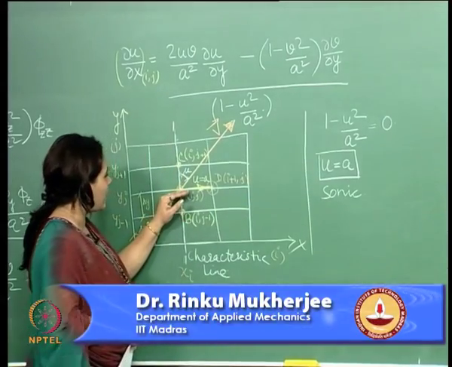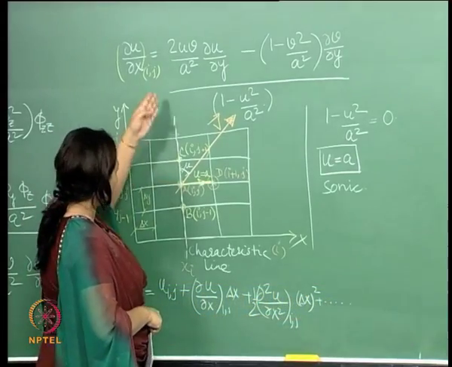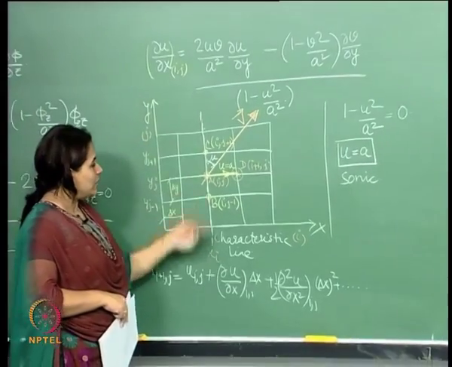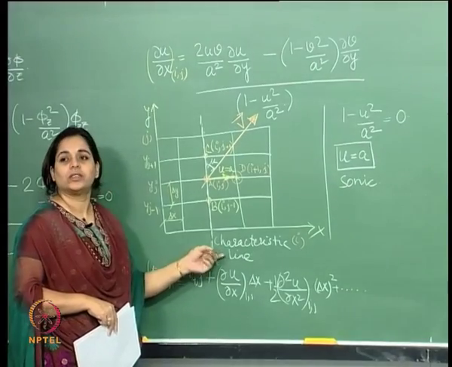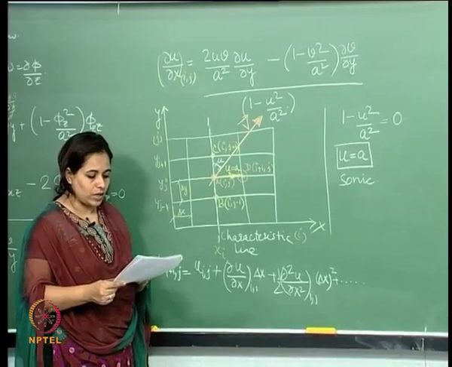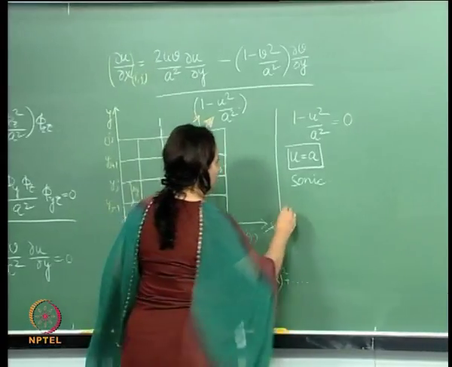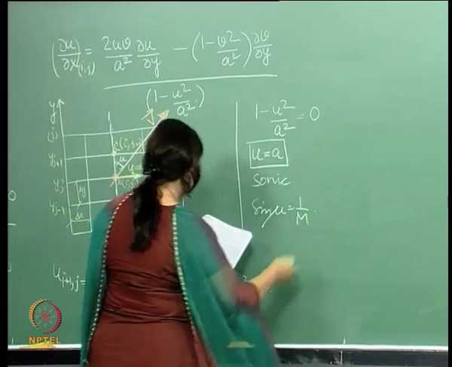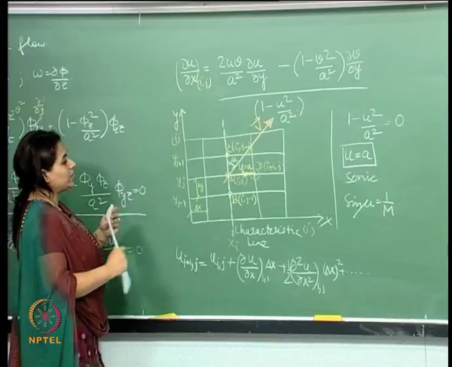So, only when u is equal to a do we have a corresponding line here which is making angle mu. In that case the derivatives across this line are going to blow up, and therefore this is called a characteristic line, and this is physically nothing but a Mach line. I think you remember this, something that we did earlier on.